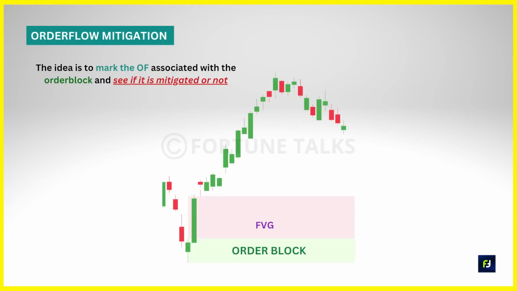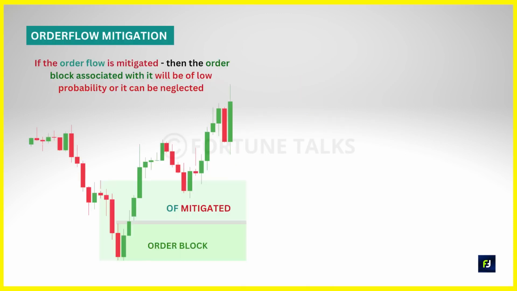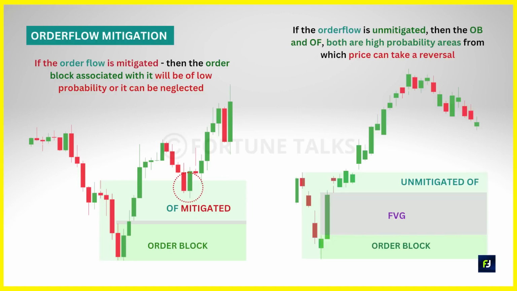This rule asks a trader to mark the order flow associated with an order block and then check if the order flow is mitigated or not. In case the order flow is mitigated, then the order block associated with it will be of low probability, or it can also be neglected. And if the order flow is unmitigated, then the order block and order flow are both high probability areas from which price can take a reversal. This filtration method using order flows will reduce the number of order blocks marked between a swing low and a high to a maximum of 2 and a minimum of 1.